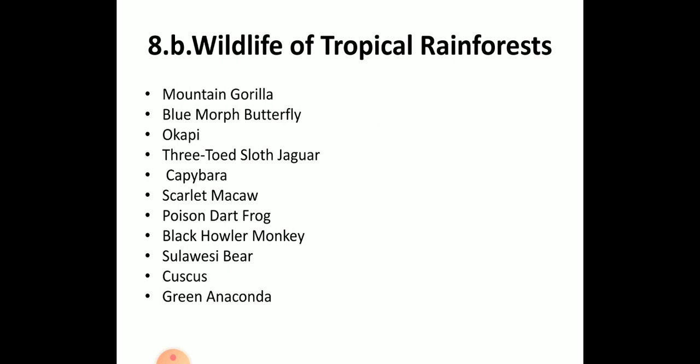Then wildlife of tropical rainforest. Tropical rainforests are evergreen forests. A maximum number of animals are present, like mountain gorilla, blue morpho butterflies, okapi, three-toed sloth, jaguar, scarlet macaw, poison dart frog, black howler monkey, and you have different types of snakes like anacondas, vipers.